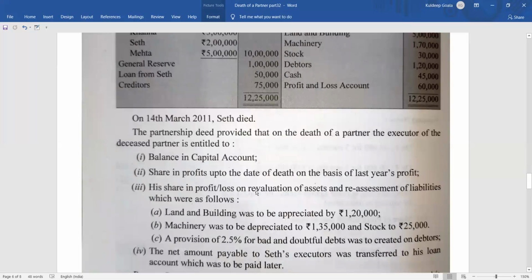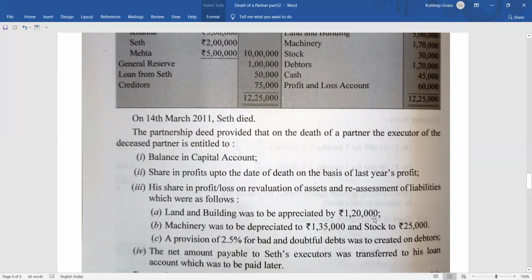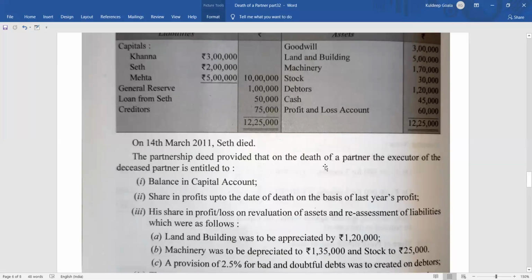His share in the profit or loss on revaluation of assets and reassessment of liabilities were as follows. Okay. You have to give the revaluation profit or loss, whatever it is. So land and building was to be appreciated by 1,20,000. That means it will increase by 1,20,000. So it will come in the revaluation credit side, isn't it? Then machinery to be depreciated to 1,35,000. So you have to compare. Machinery, it was how much? 1,70,000. So depreciated by 35,000. 1,35,000 means what is the decreased value? It is 35,000. So machinery will be depreciated by 35,000. So revaluation will be debit 35,000.